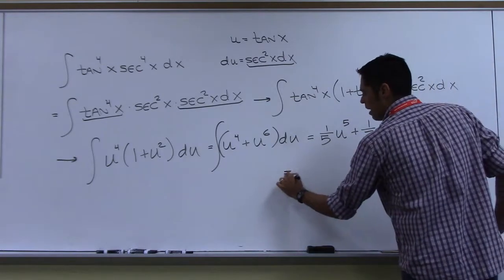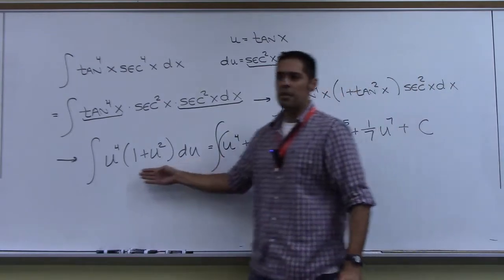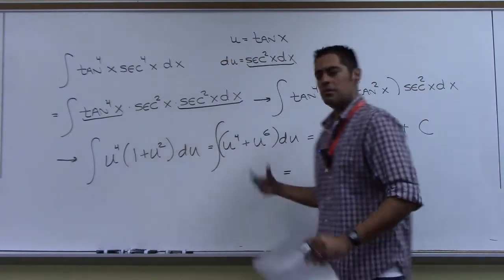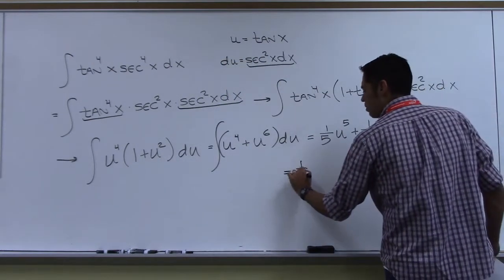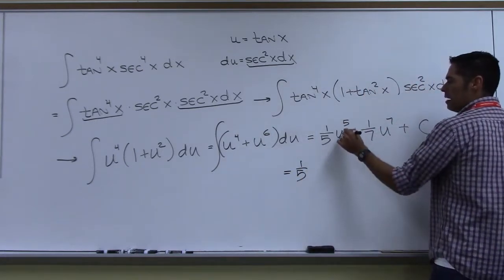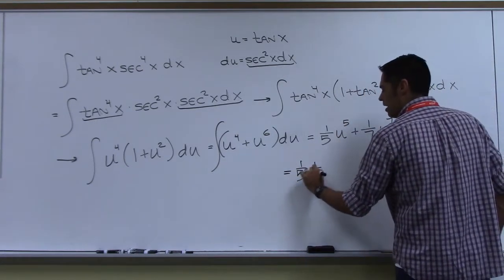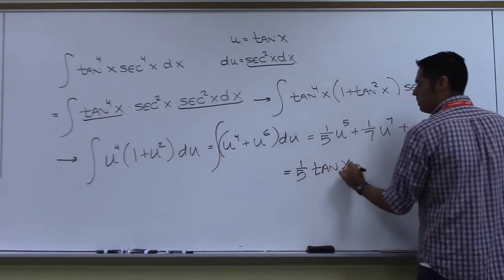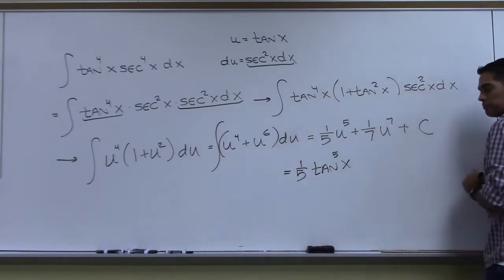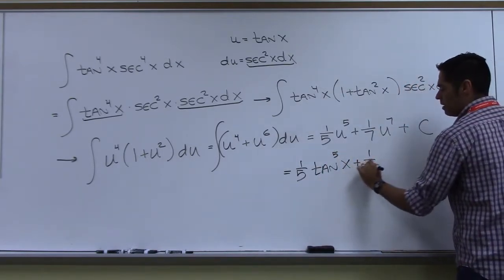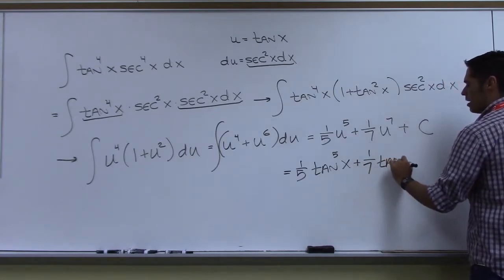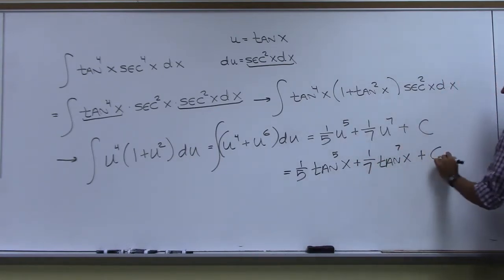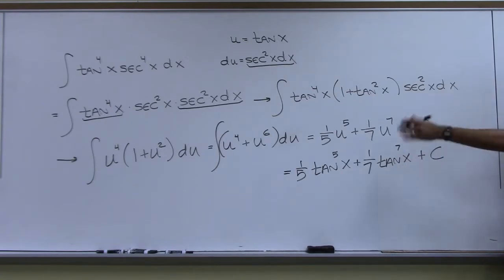So I'll write this one out. I think in the next problem, once I get to here, I'm going to stop and just assume you could do the rest. But just to make sure we're writing this properly, this will be 1/5. I need the u to the fifth power, so that's tangent x to the fifth power. So we put the 5 there, right? And then we do 1/7, and then tangent x again, to the seventh, and then plus c. Box it up. That's it.